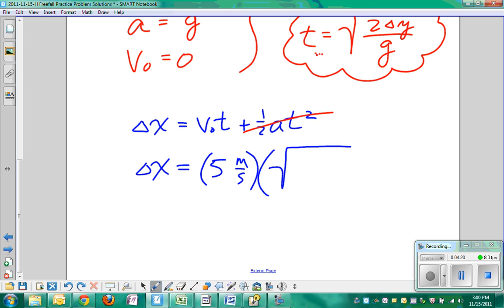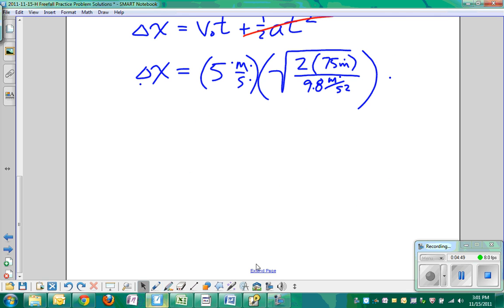We're just going to bring that whole expression down here, so we do one single calculation and save ourselves some error. 2 times 75 meters divided by g, 9.8 meters per second squared, and of course we're taking the square root. Meters divided by meters per second squared gives seconds squared, and the square root will be seconds. Seconds times meters per second will give us meters for delta x. That's perfect.